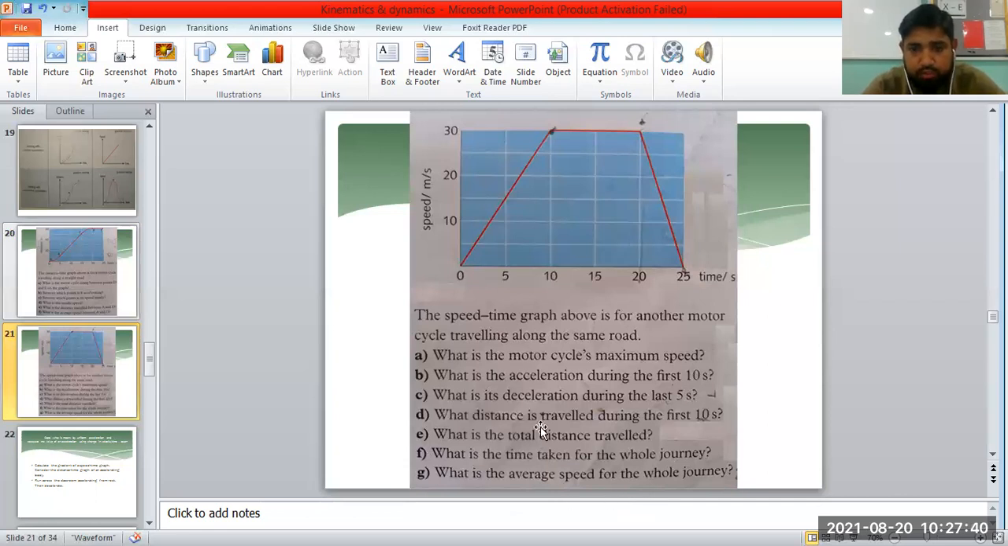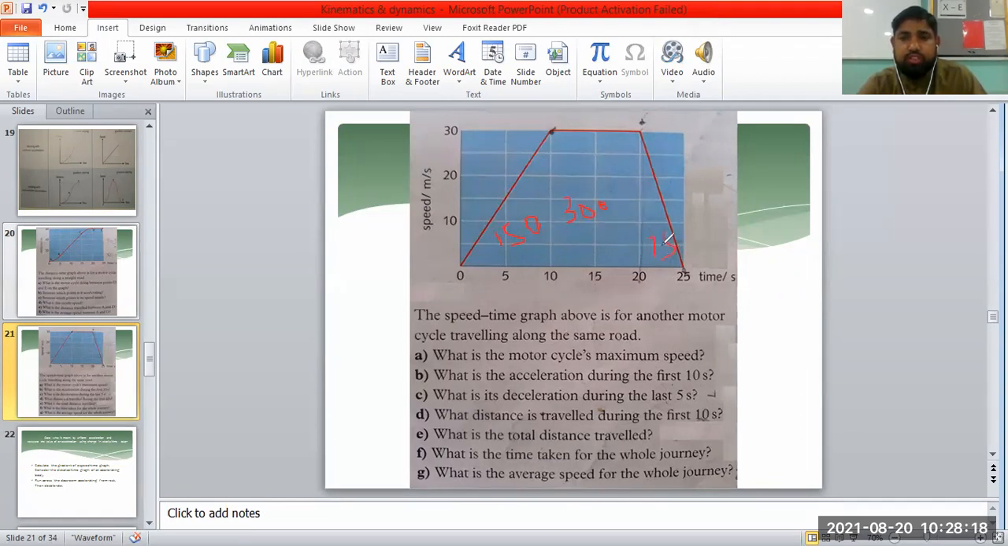So for this, you will have to find out the total distance covered by the object. For this triangle part, distance covered is half into 10 into 30, that will be 150. For this rectangle part, distance covered will be 30 into 10, that will be 300. And for this part, distance covered will be half into 5 into 30. So 15 into 5, that will be 75.